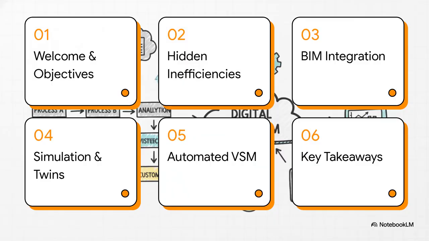To keep us on track, here's a quick look at our agenda. We'll start with our learning objectives, then move into identifying those hidden project inefficiencies. From there, we'll explore BIM integration, jump into advanced simulation and digital twins, look at automated VSM, and finally, wrap up with our key takeaways and references.